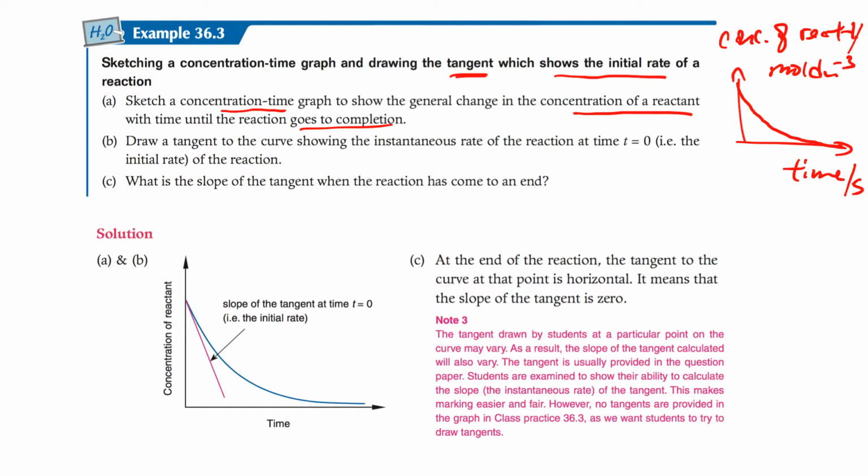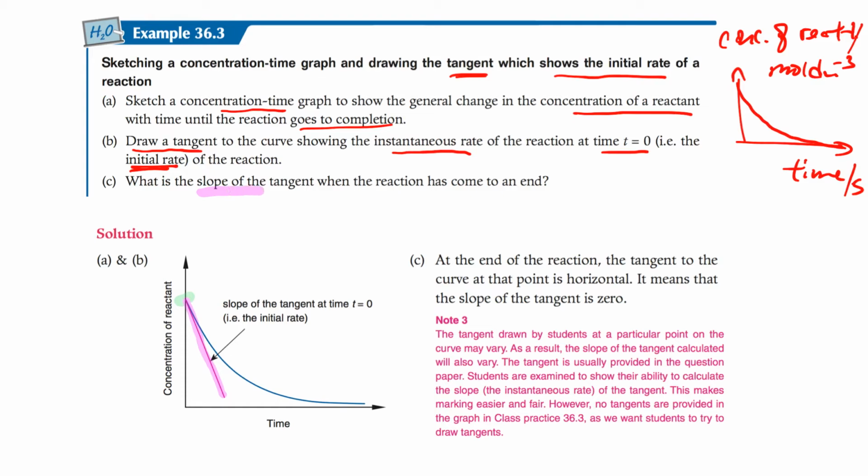For part B, you're required to draw a tangent to show the instantaneous rate at time equal to 0. So that is the initial rate. You can find that we have a point at 0, and then we draw a tangent there. This will be the tangent that you have to draw. After you draw the tangent, you can find the slope of this tangent, and then you can find out the initial rate.